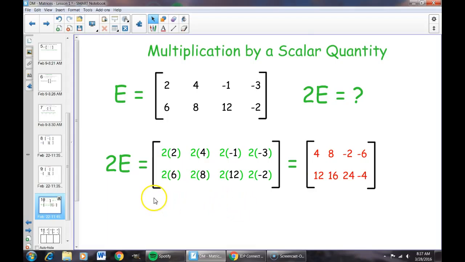So we've seen the definition for a matrix. We know what a matrix is. We know what the elements of a matrix are. We know what the dimensions of a matrix are. We know how to do simple operations on matrices, such as addition and subtraction, and how to multiply by a scalar quantity.